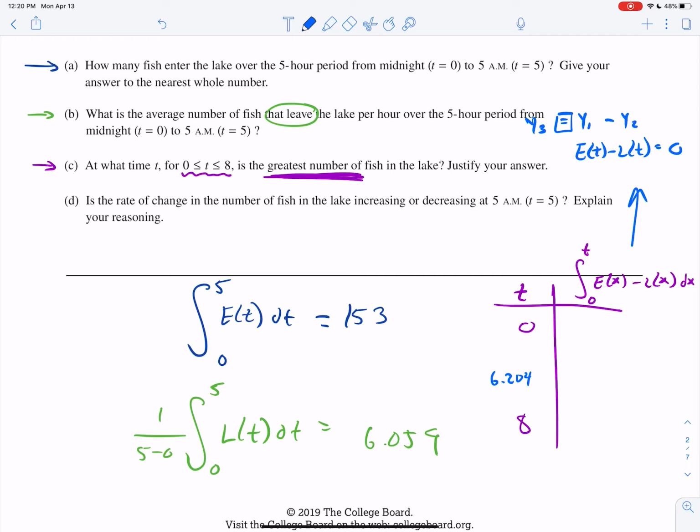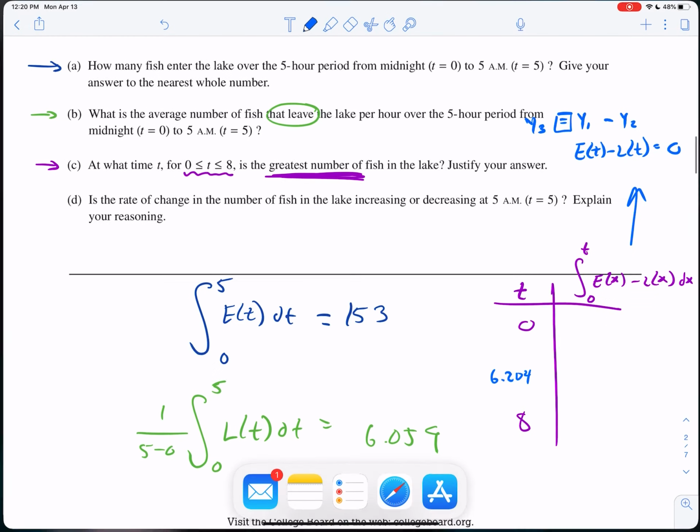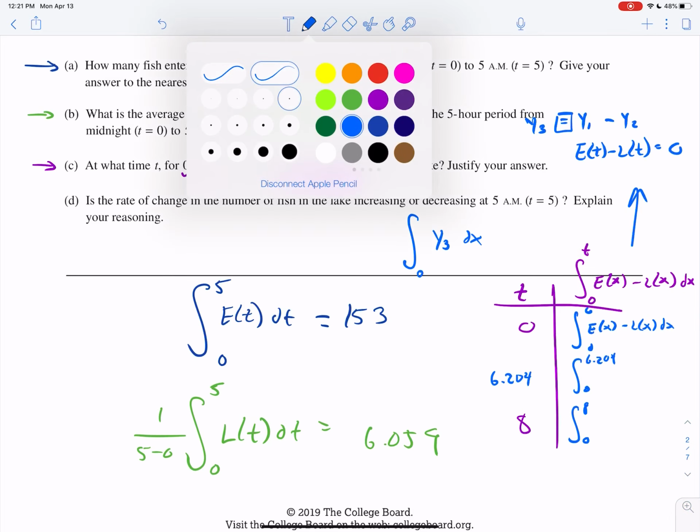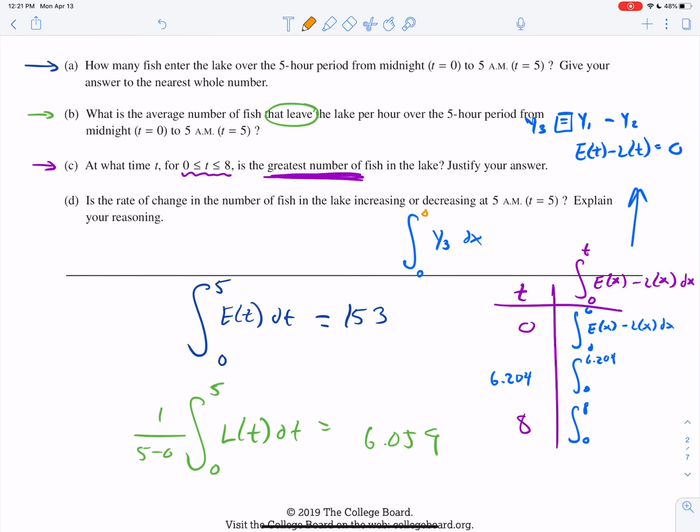So you're plugging it in. We're going to integrate E minus L from 0 to 0 here, and from 0 to 8, and here from 0 to 6.204. So a little bit of work there. I would go home and I would go to Math 9 from 0 to whatever of y3 dx. I would separately plug in my 0 and then plug in my 6.204 and then plug in my 8. And you're just looking for the largest value.